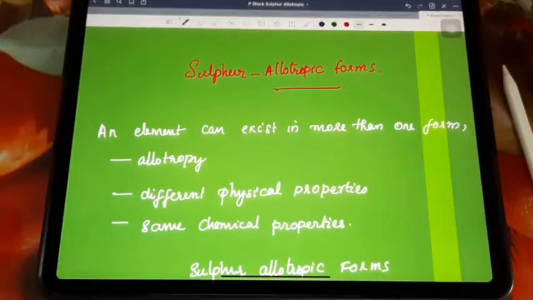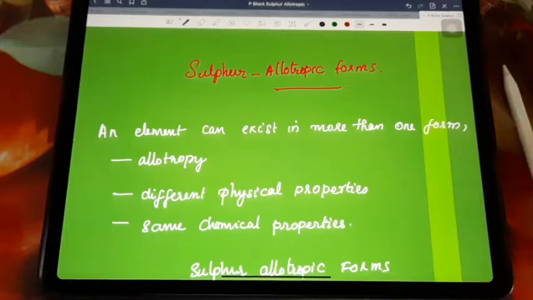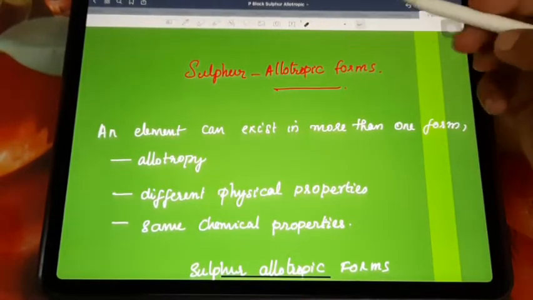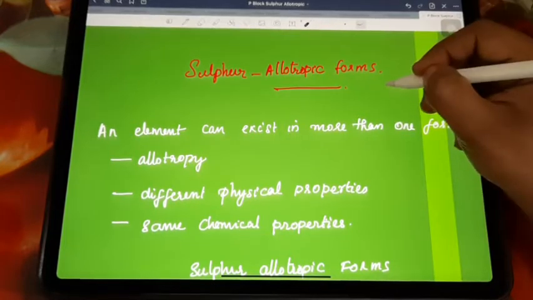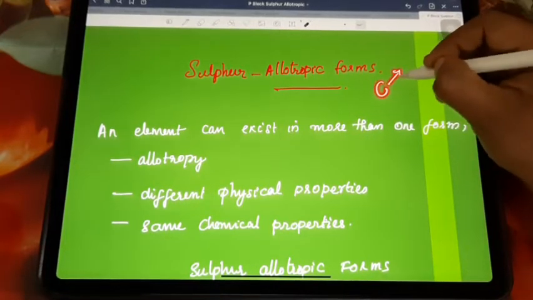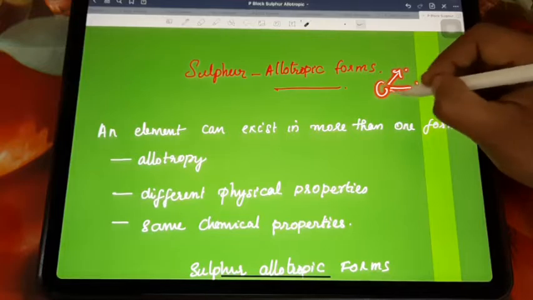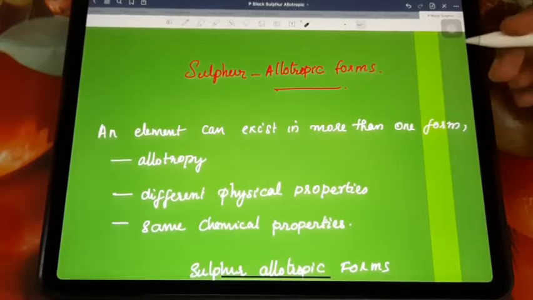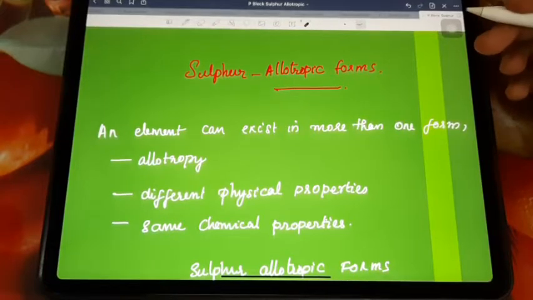Hi children, now we can discuss sulfur and its allotropic forms. What is meant by allotropy? As you know, allotropy means an element can exist in more than one form. When you take carbon's allotropic forms, graphite, diamond, fullerene, likewise there are different forms carbon can exist in. Likewise, sulfur's allotropic forms we are discussing here.